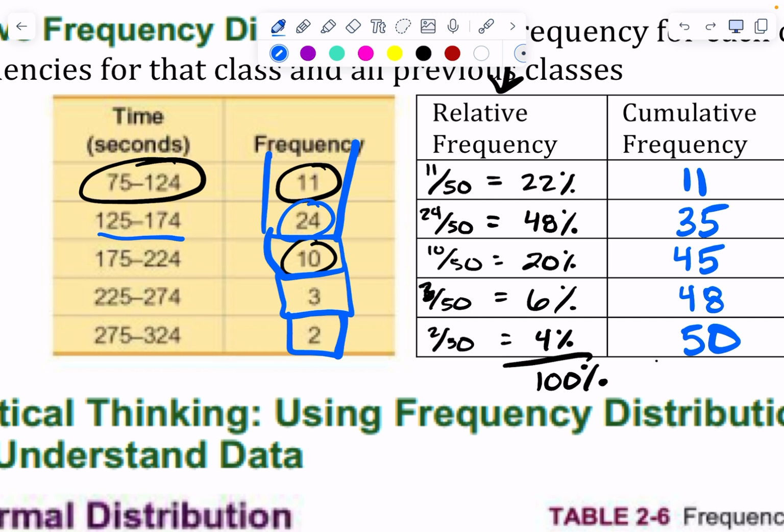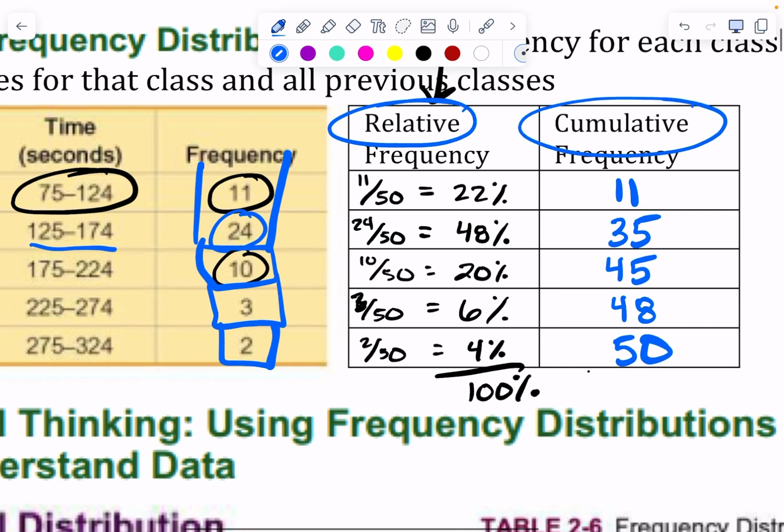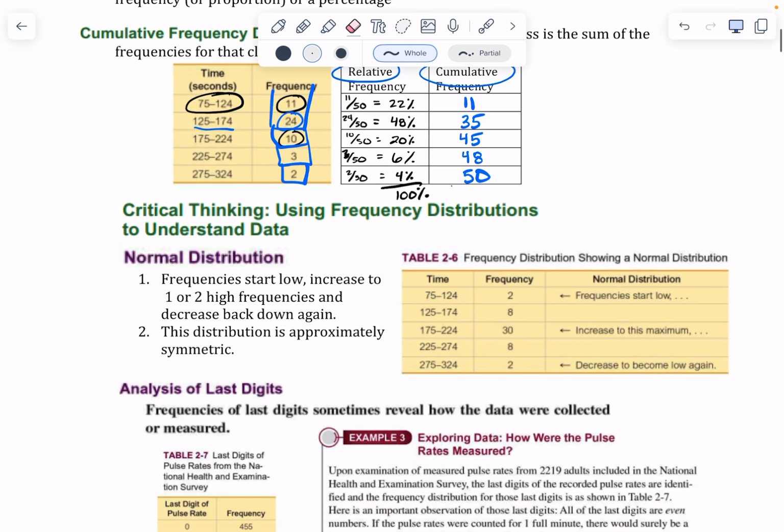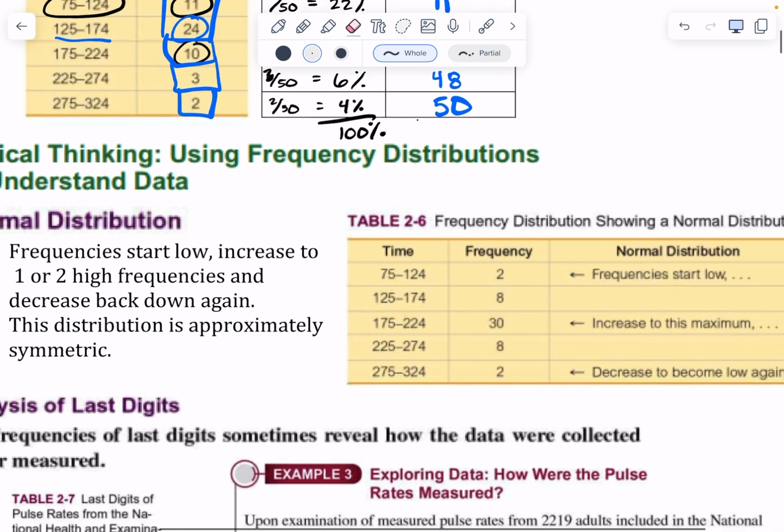Do you see how that works? Okay? So that's how that works. Got it? Cumulative frequency. Relative is in relationship. Relative means percentage. Cumulative is accumulating, right? You accumulate every time you add them going down. Does that make sense? Perfect. All right, next.